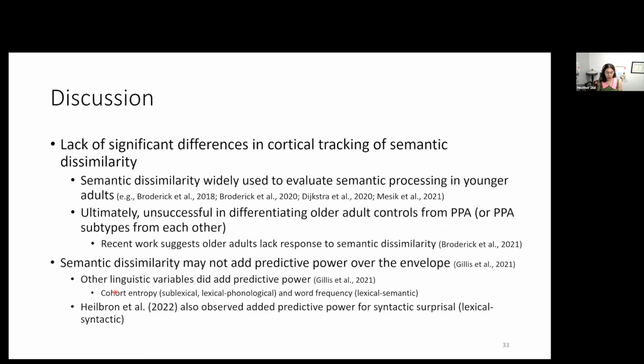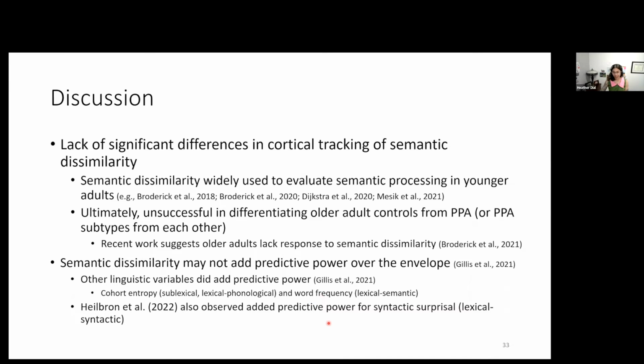Study are cohort entropy, which is believed to lie at the sublexical or lexical phonological level, and word frequency, where we're looking at lexical semantic processing. These map on very well to the deficits observed in logopenic and semantic variant, respectively. But we also wanted to look at a model that would map onto the deficit observed in the non-fluent variant.